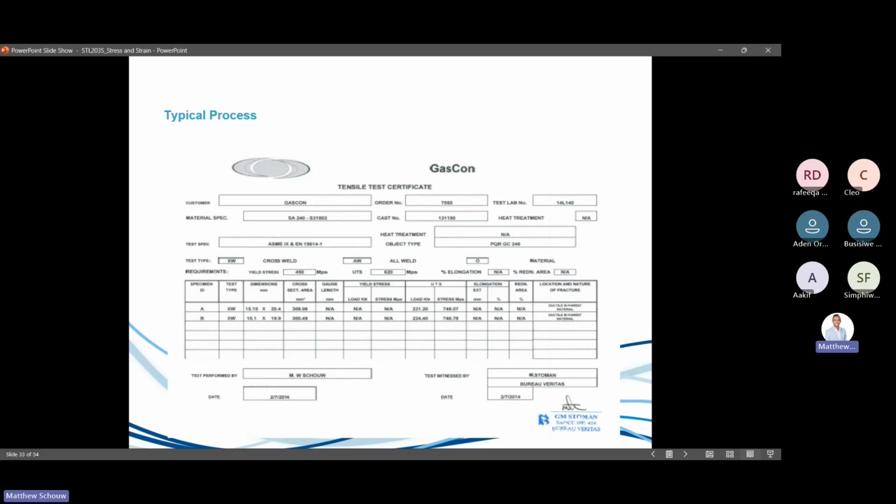This is also a test certificate of one I've done. This is a duplex stainless steel, which I actually tested back in 2014. You can see over here, I didn't need the yield, it wasn't in question. I didn't even need the elongation. The main parameter for this particular test was your UTS over here. These are all omitted. For the duplex stainless steel, it's around 748. This is a very strong value.